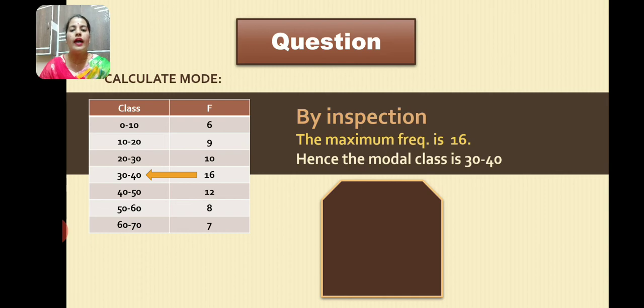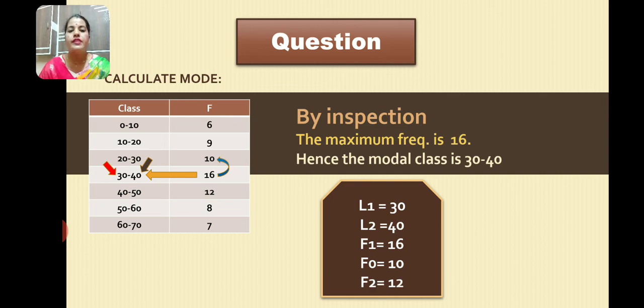Now you have to determine here L1, L2, F1, F0 and F2 according to the formula. L1 is 30 here, which is the lower limit. Then L2 is 40 here. Then F1 is 16, F0 is 10, which is the frequency of the pre-modal class, and F2 is 12, which is the frequency of the post-modal class. So you now have L1, L2, F1, F0 and F2. Now put these values in the formula.